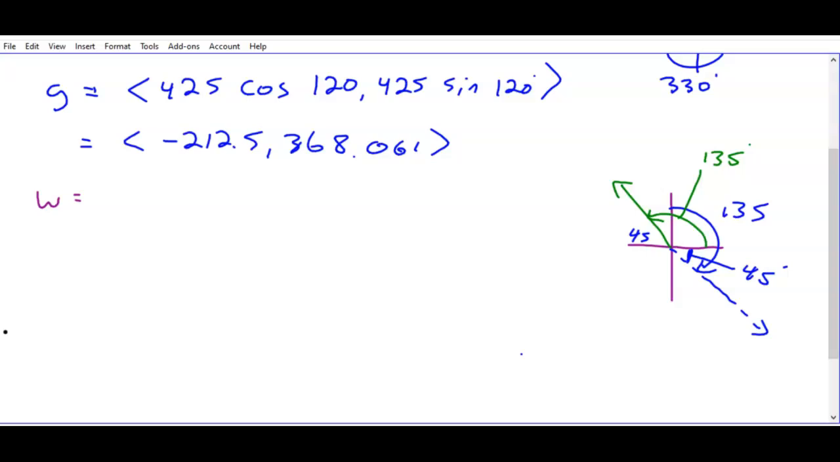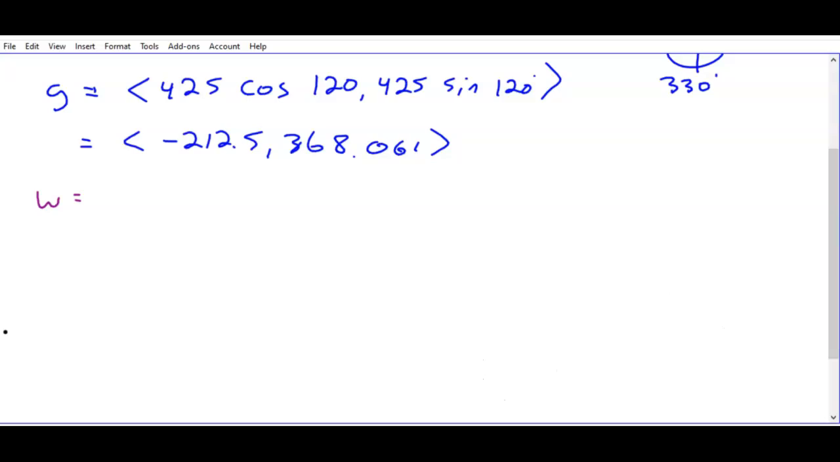Got it? Yes, ma'am. Okay, all right. Let's hit the rewind button real quick. Let's just start over. It is confusing, I agree.